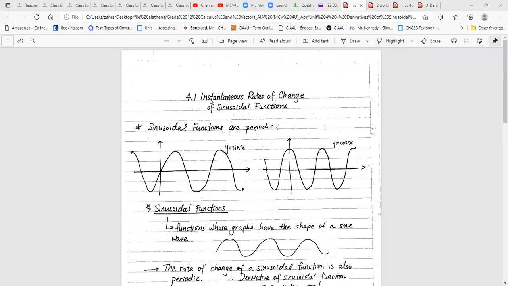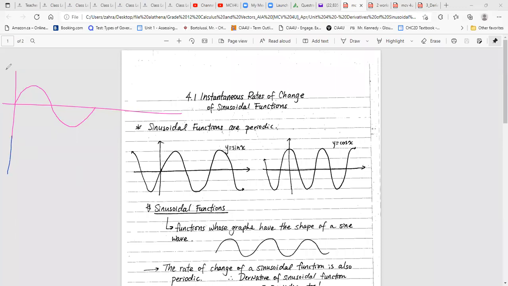Okay, 4.1 instantaneous rate of change of sinusoidal function. You want to see what is the derivative, or instantaneous rate of change, of the sine. The sine function looks like that. It starts at 0, 0. I just do it for one period, and then we can get to the conclusion.